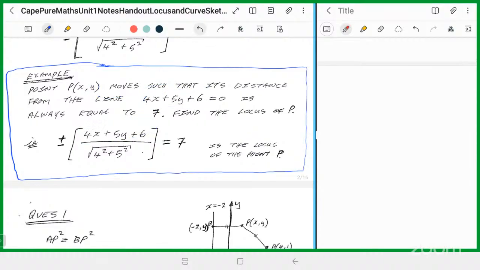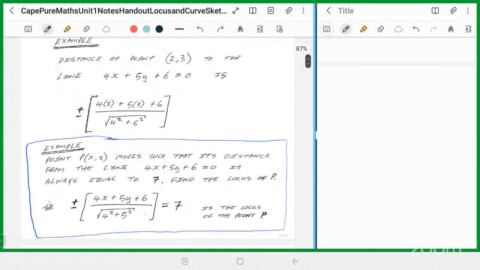And you divide that now by the square root of this squared plus that squared. Put a plus or minus on it, and you put it equal to the 7. And if you simplify this, that's the locus that they want. See, that is the locus of the point P. Think we understand that, guys? Simple as that. Think we understand that?